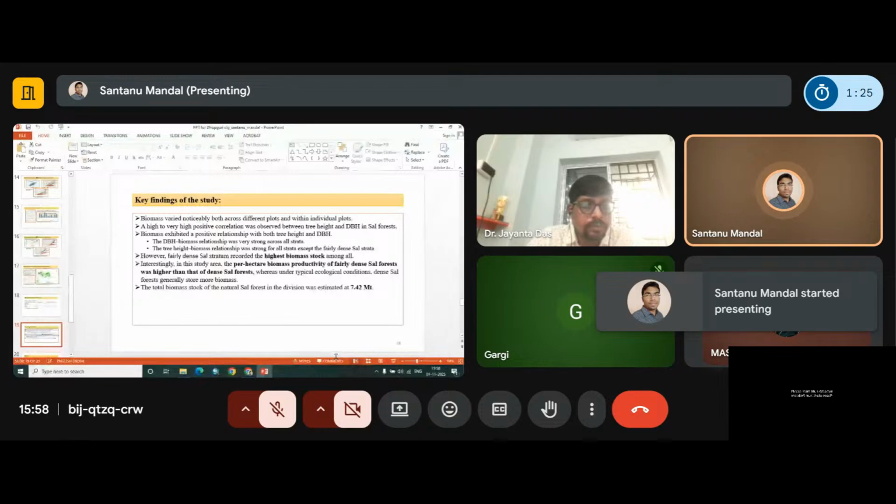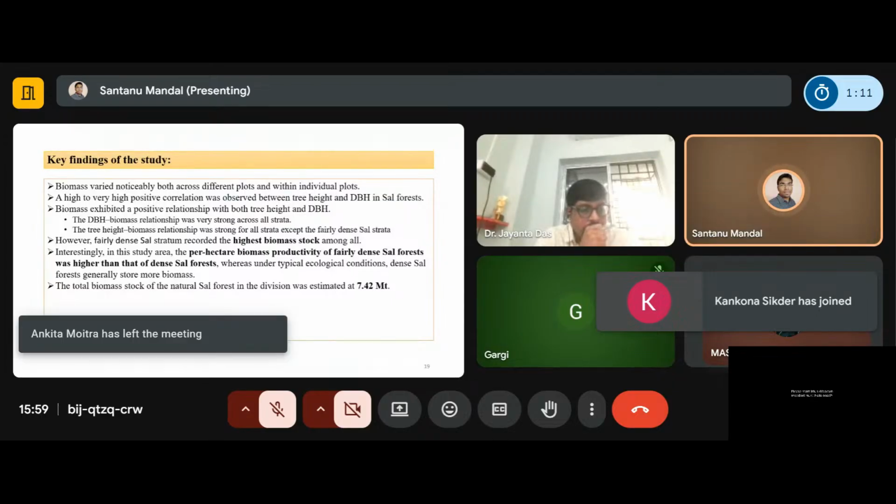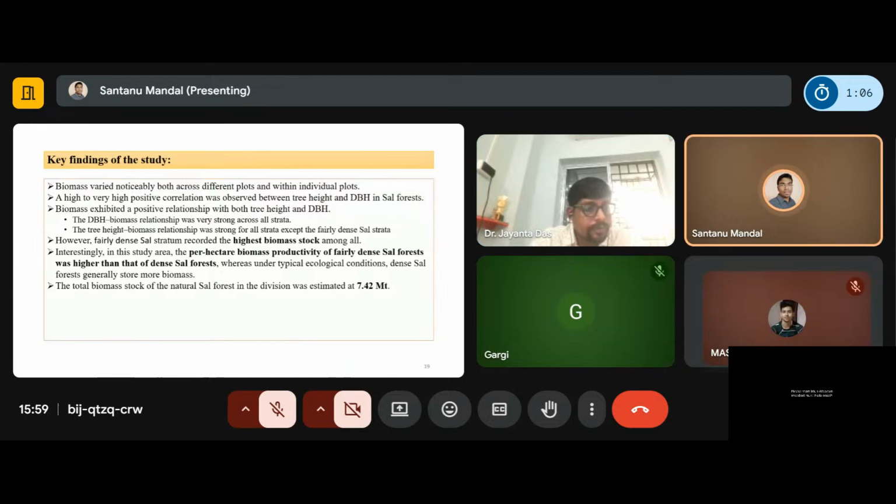These are the key findings. Biomass varied noticeably both across different plots and within individual plots. A high to very high positive correlation was observed between tree height and DBH in sal forest, and biomass exhibited a positive relationship with both tree height and DBH. The DBH-biomass relationship was very strong across all strata. The tree height and biomass relationship was strong for all strata except the fairly dense sal forest. However, the fairly dense sal stratum recorded the highest biomass stock among all.